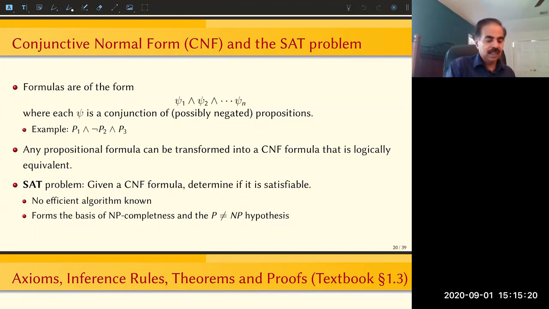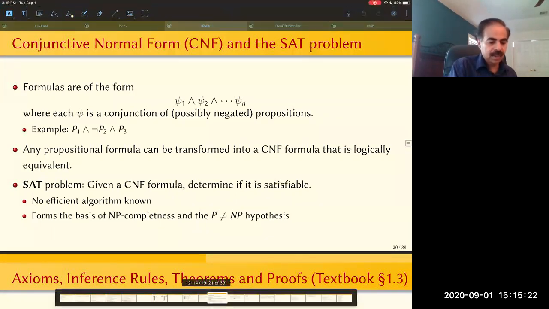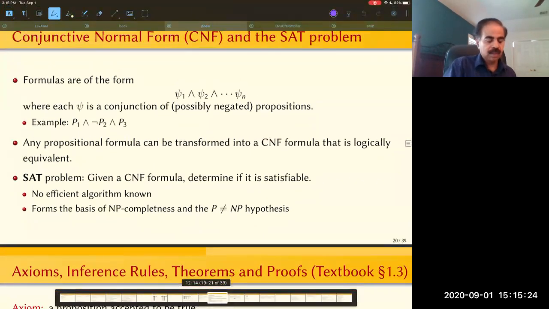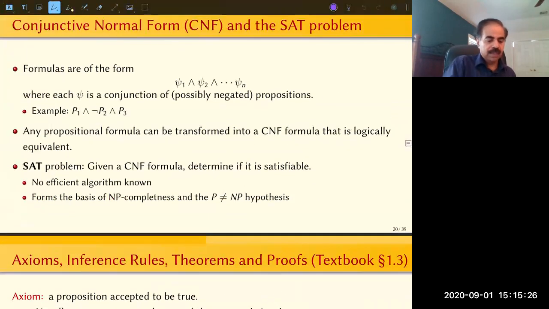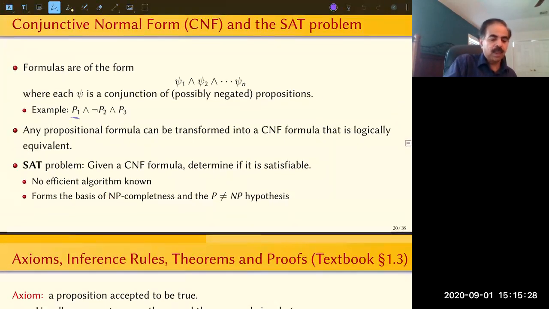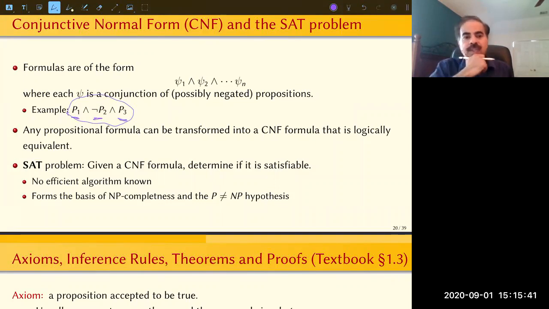So for instance, if you take something like this, then you'll make P1 true, P2 false, and P3 true. And then this whole conjunction is now going to be true, right? Because now every literal there is true, and therefore the whole thing is going to be true.